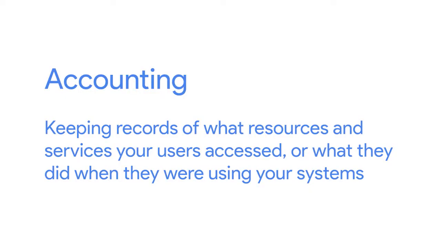Last but not least, the final A of the triple A's of security is accounting. This means keeping records of what resources and services your users access or what they did when they were using your systems. A critical component of this is auditing, which involves reviewing these records to ensure that nothing is out of the ordinary. If we're watching and recording usage of our systems, but never actually checking the usage data, that's not super useful. So what exactly do accounting systems keep track of?